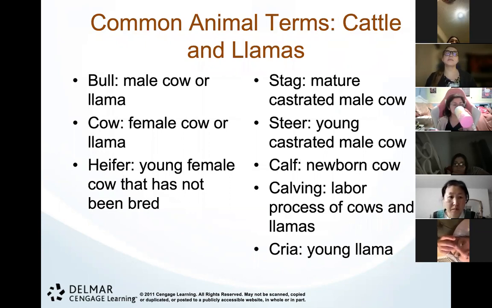Stag, that is the mature castrated male cow. Versus steer, that's the young castrated male cow. And again, castrated, that's just the large animal term for neutering. Calves, those are our newborn cows, and calving is the labor process of cows and llamas. But we call young llamas crias.